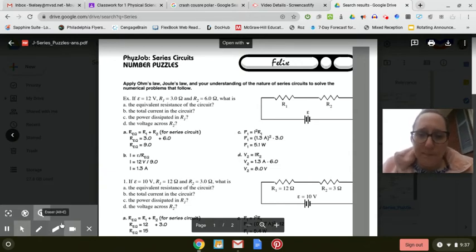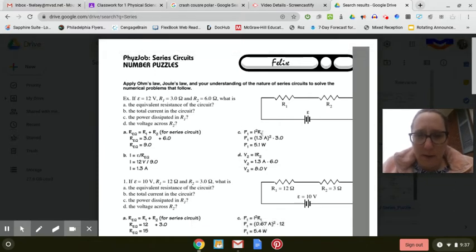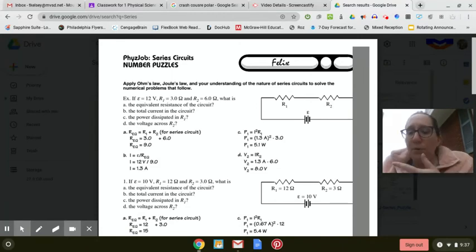The power equation we're going to use here is P equals I squared R, because I know what the current is and I know what the resistance is. You can do it a different way, totally fine. So we're substituting in 1.3 amps squared times 3. You get 5.1 watts, capital W, for power.